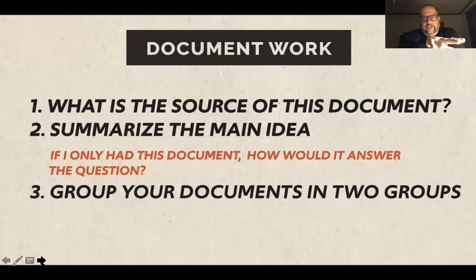Here are a couple of things you need to do. This is your document work. This is about actively reading a primary source or a secondary source, depending on what it is. Question 1, what is the source of this document? You're going to have to ask, what is the point of view? Establish the point of view. What we're looking at is the author. Look at the source, see what the point of view is.